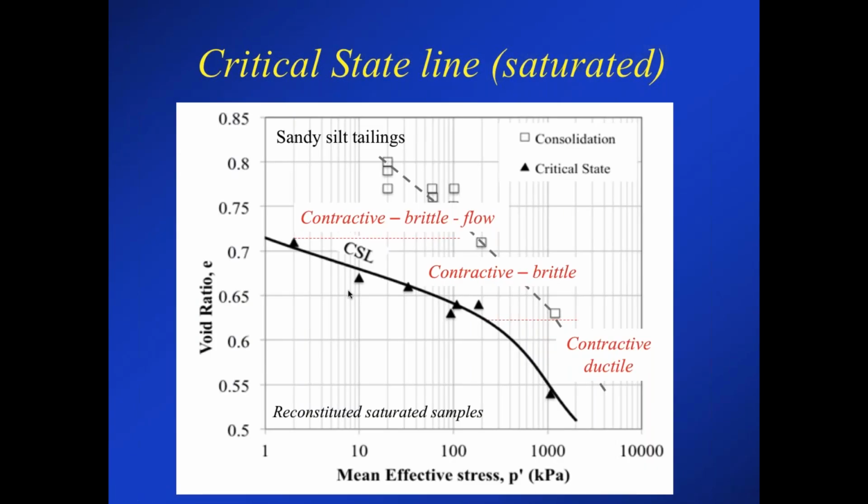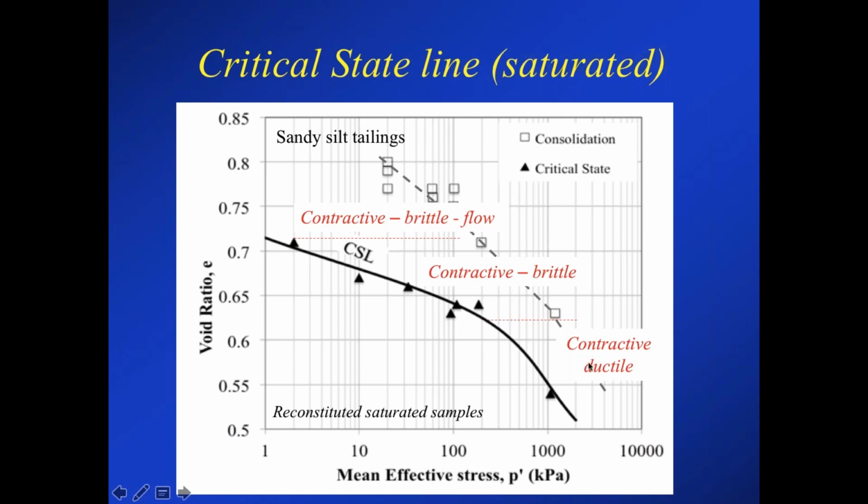And so if we go back to the curve, the critical state line on the saturated samples, we can define regions on here that say, yes, at this very loose state, if you're on the contractive side of the critical state, you're essentially contractive and brittle, and there can be virtually complete loss, so almost a brittleness of 1. And then you get into a region where it's still contractive and brittle, but there's less strength loss.